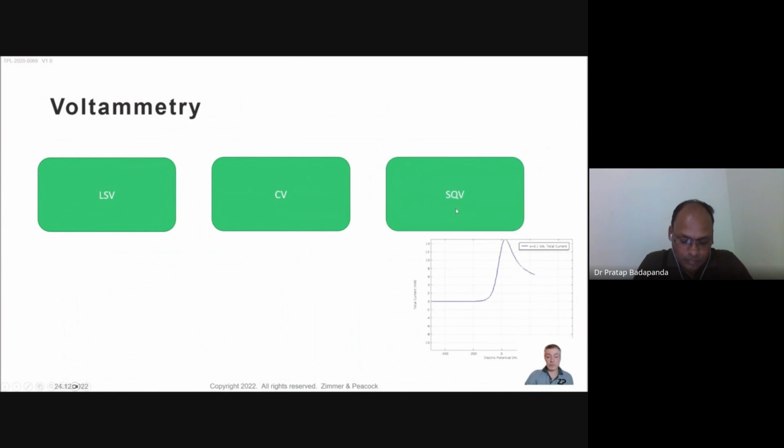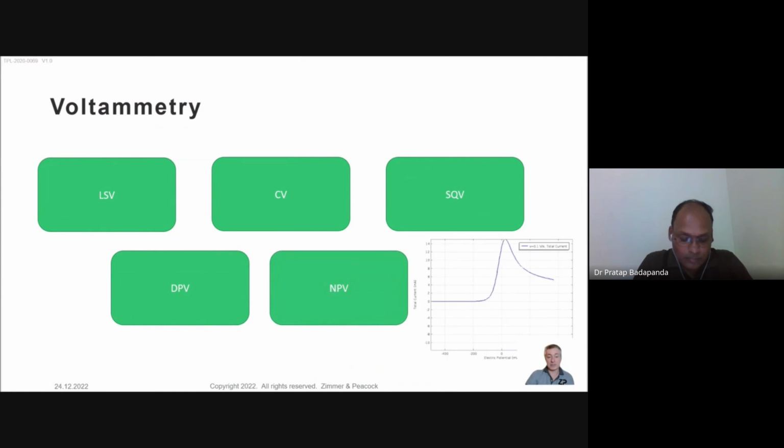But there's also square wave voltammetry. If you want a video on square wave voltammetry, please drop me a comment down below. Differential pulse voltammetry, the same. If you want to know more about that, please leave a comment. And the same for normal pulse voltammetry. There are lots of voltammetric techniques, and today we're just going to focus on LSV and CV, or cyclic voltammetry.